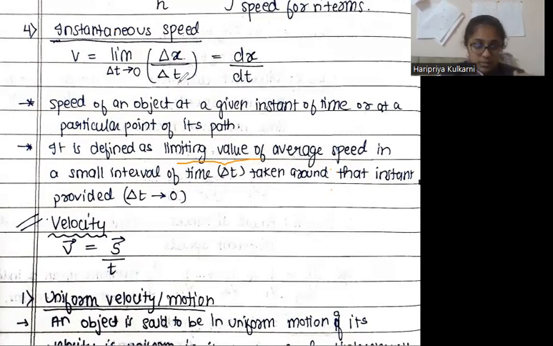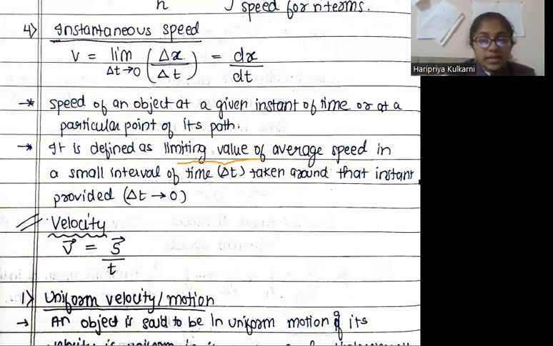Now, what does this mean? What is the instantaneous velocity or speed? Instantaneous velocity means that it is the velocity at that instant, right? And it is calculated with the formula of limit delta t tending to 0. What is delta t? It is the change in time. So the change in time at that instant is tending to 0, because at that instant means then and there. There is no change in time, right?